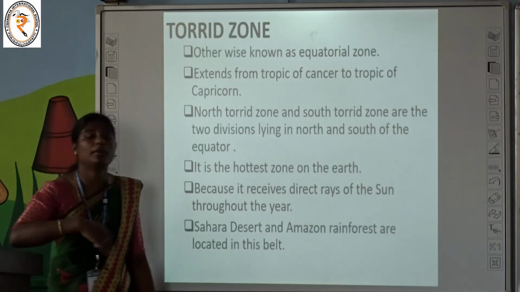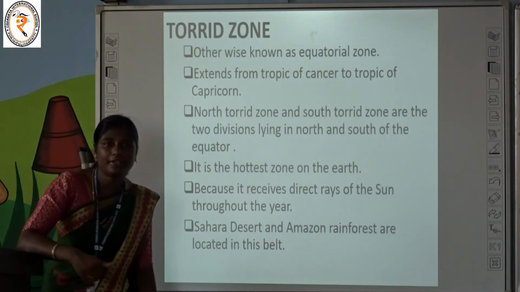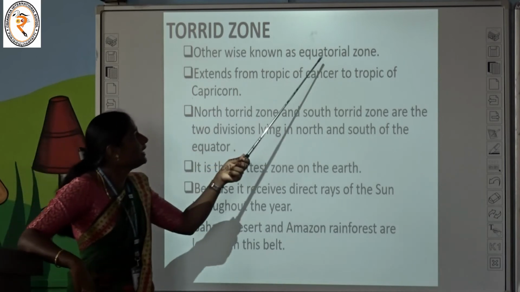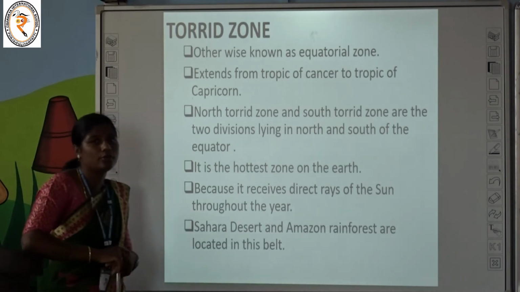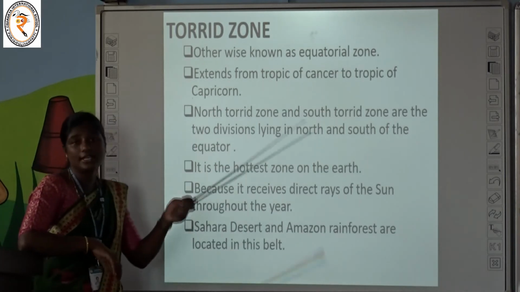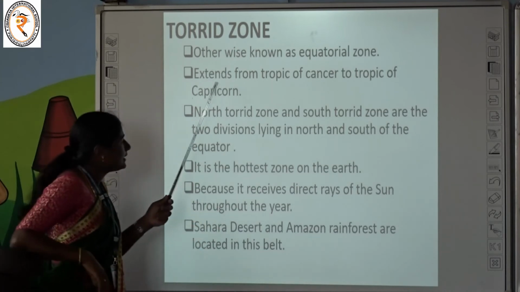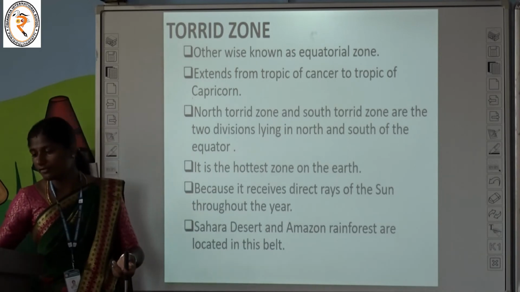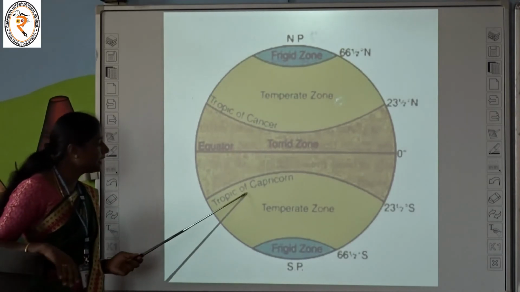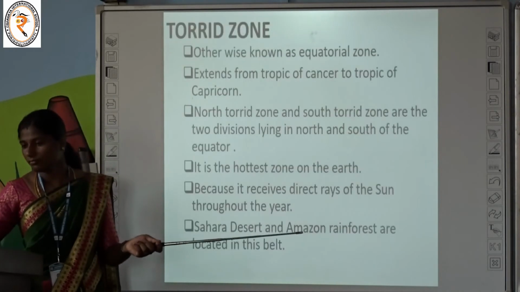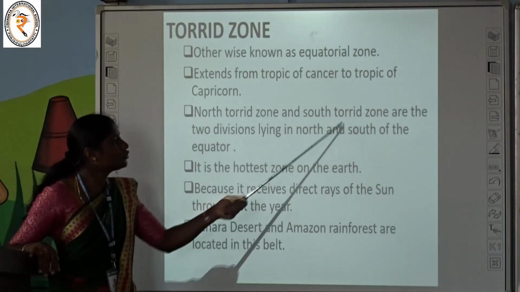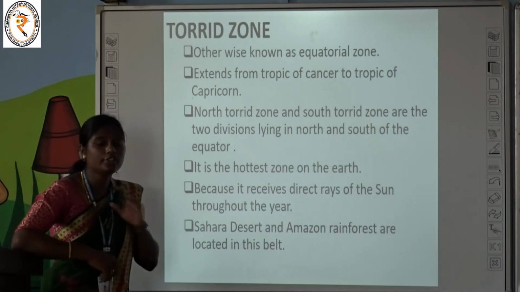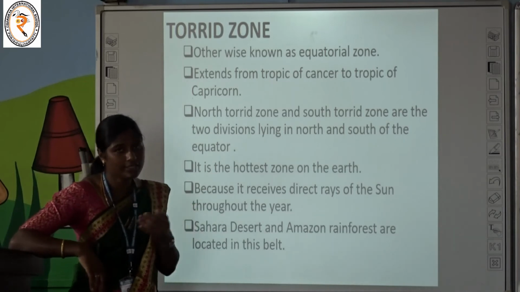Now the next one, one by one, let us see what is torrid zone, what is temperate zone and what is frigid zone. First one is torrid zone, otherwise known as equatorial zone. This torrid zone is otherwise known as equatorial zone because it is present near the equatorial line. And it extends from Tropic of Cancer to Tropic of Capricorn. As I told, it starts by Tropic of Cancer and ends by Tropic of Capricorn. North Torrid Zone and South Torrid Zone are the two divisions lying in the north and south of the equator. As I told, this torrid zone is present both in the northern hemisphere and southern hemisphere.